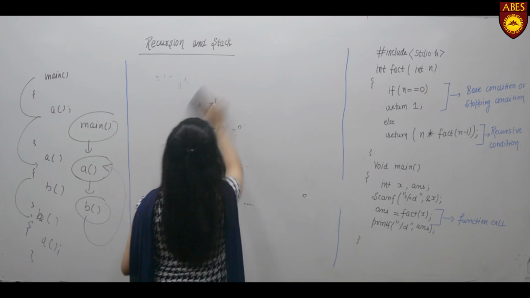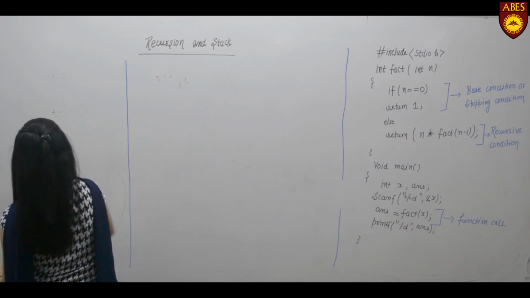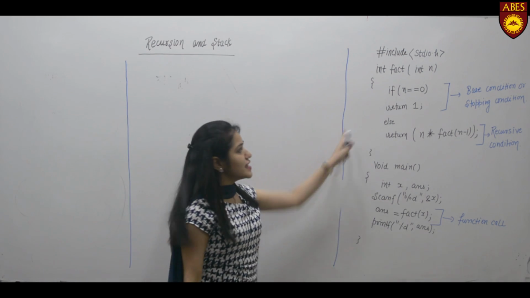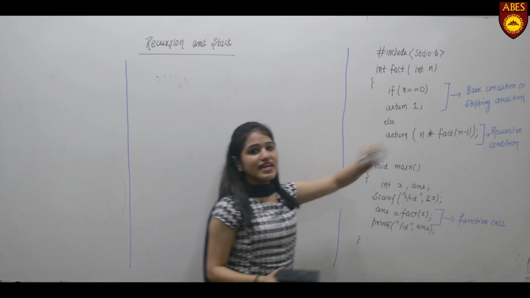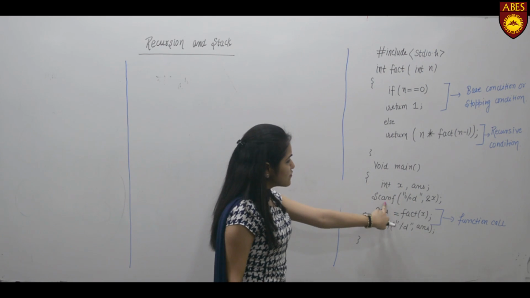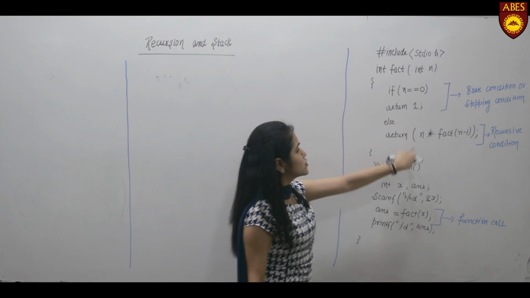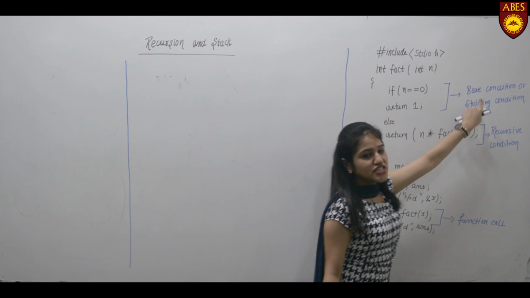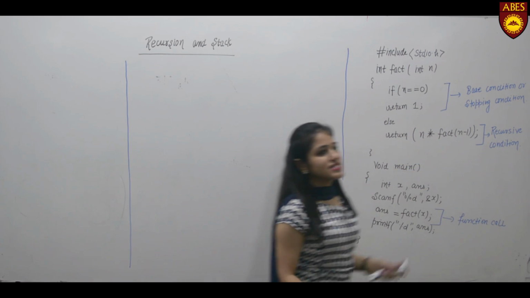Now look at the example. Here, this is a program of factorial with the help of recursion. I have already discussed two conditions. First is our base condition and second is our recursive condition. In this case, we have a function main and we are scanning the value of x. This is a function call. In the fact function, we have two steps. First is if n equal to 0, then return 1. This is our base condition. Else return n into fact of n minus 1. This is our recursive condition.